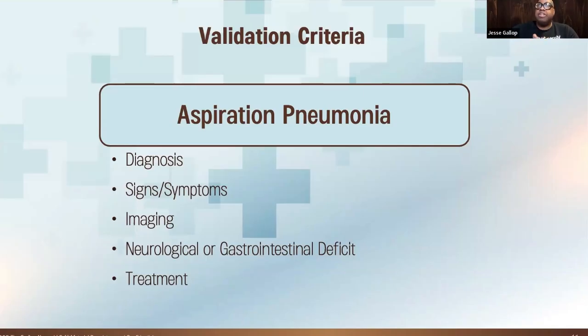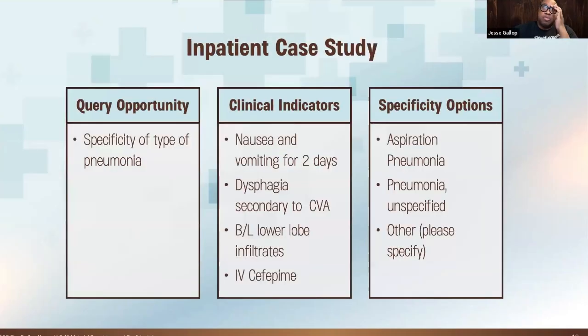But we do have enough information to formulate a query. So if we look at the query opportunity, it is to specify the type of pneumonia. So we need the specificity of type of pneumonia. Then we have the clinical indicators: nausea and vomiting for 2 days, dysphagia secondary to CVA. We have bilateral lower lobe infiltrates, and they were treated with IV cefepime.